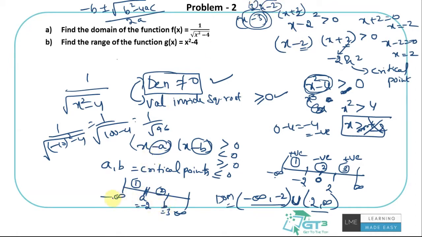So you'll have minus infinity to minus 2 as one zone, minus 2 to 3 as another zone, and 3 to infinity as the third zone. According to which you can find the signs by assuming some value. I can take 0, for example, and find which of them give me positive, negative, and solve.